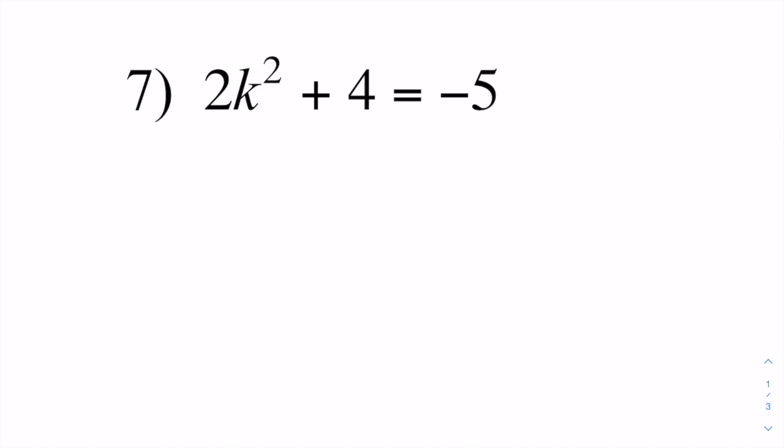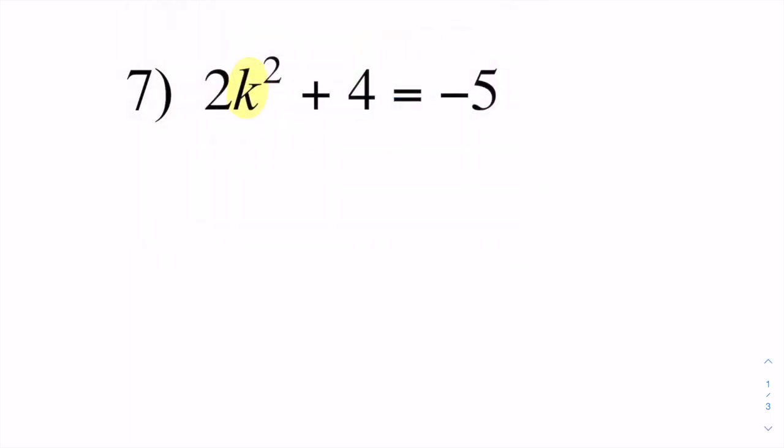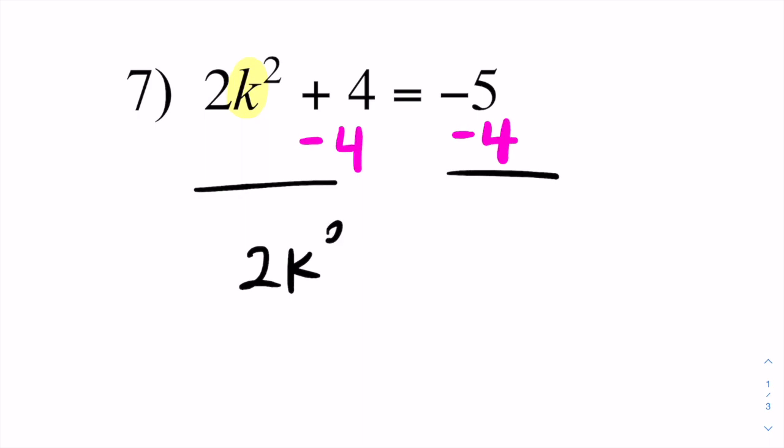To solve this problem, first you need to look at the variable. Since k squared is by itself, we know that we just need to isolate the k. First thing you want to do is subtract 4. And when you subtract 4 on each side, you get 2k squared equals negative 9.